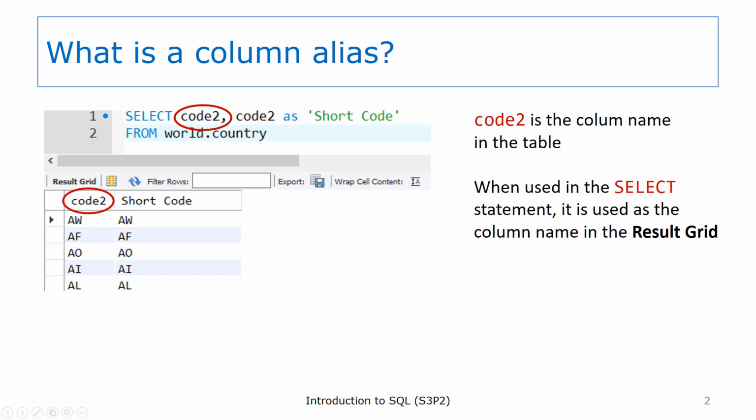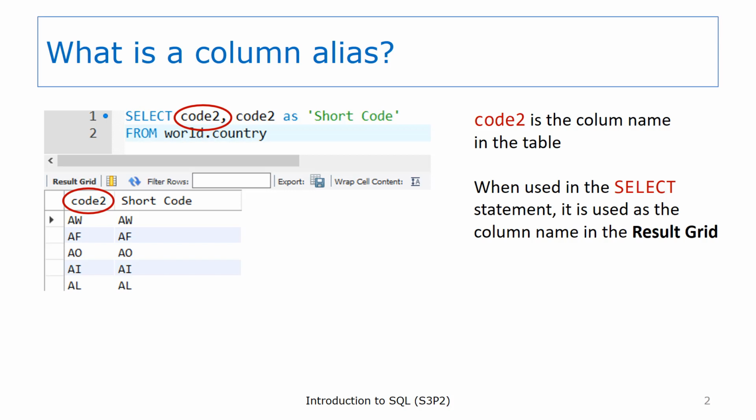In this short video, we'll look at an important technique that you need to be familiar with. This technique is referred to as a column alias. Simply put, a column alias allows you to assign a name to a column. Let's look at some examples. You'll see that defining and using a column alias is really easy.